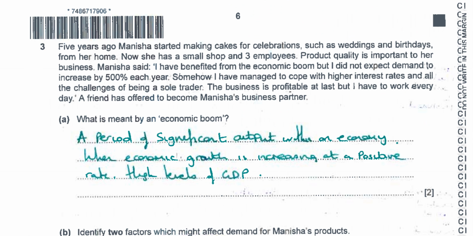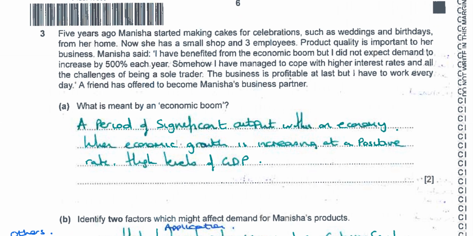Right, this section again, I suppose it was based on Unit 6 with the economy initially. So it looks at what is meant by an economic boom. I've put lots of different points. A period of significant output within an economy, when economic growth is increasing at a positive rate, high levels of GDP.